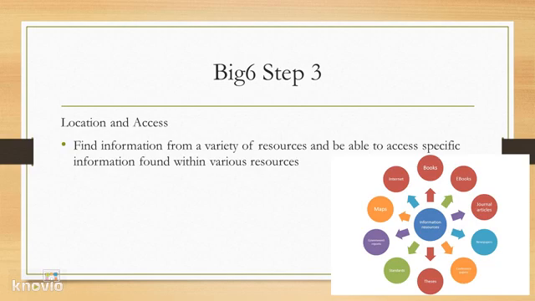Step number 3, location and access. This is where you'll find the information from a variety of resources and be able to access specific information found within those resources. So you're going to want to utilize library resources such as online catalogs, periodical indexes, full text sources, multimedia technology stations, online terminals, or even scanners and cameras. You'll also want to utilize internet resources such as news groups, mail lists, public access library catalogs, blogs, wikis, social networks, and so forth. Don't forget to take advantage of the librarian.